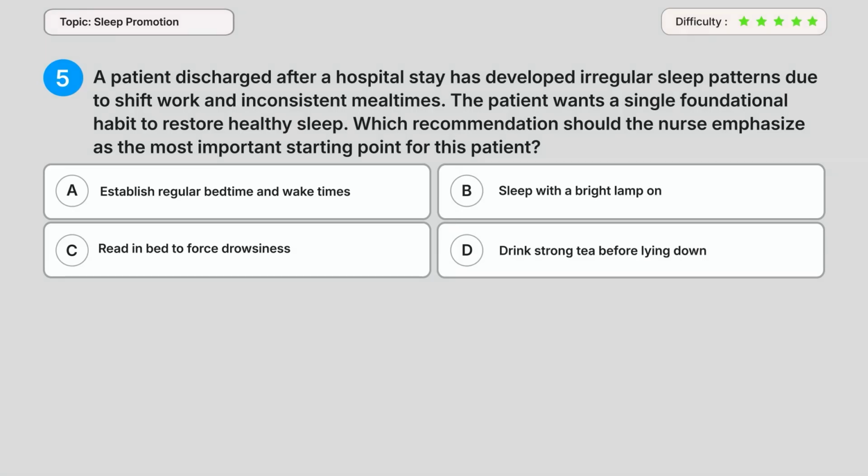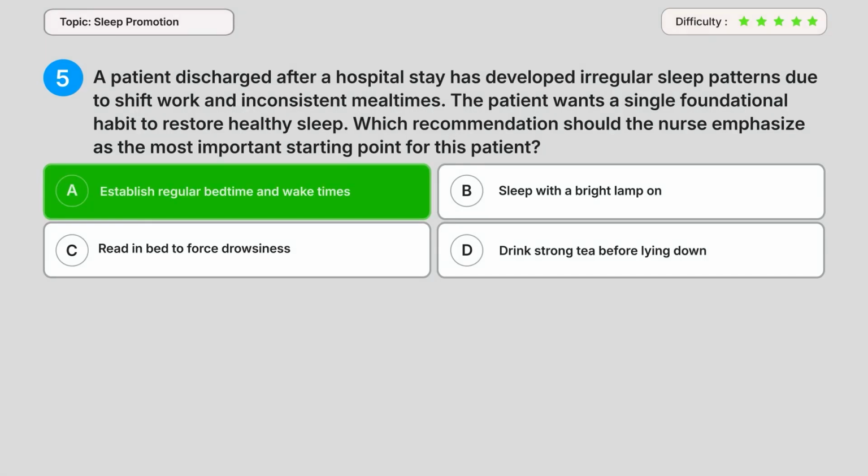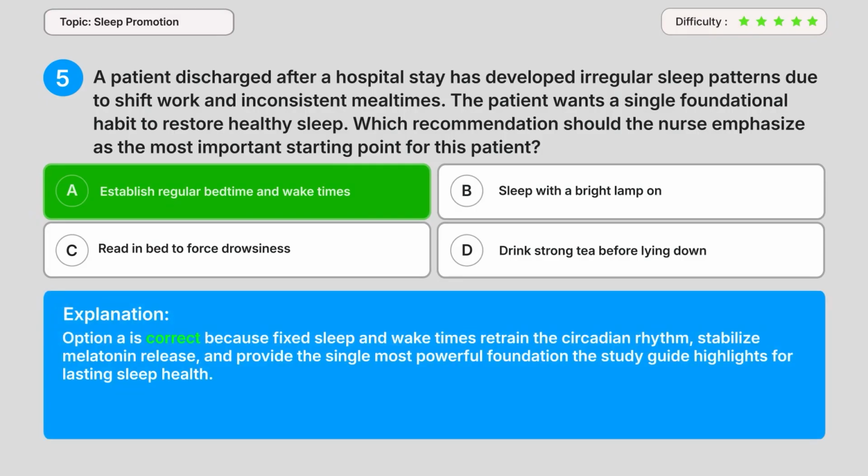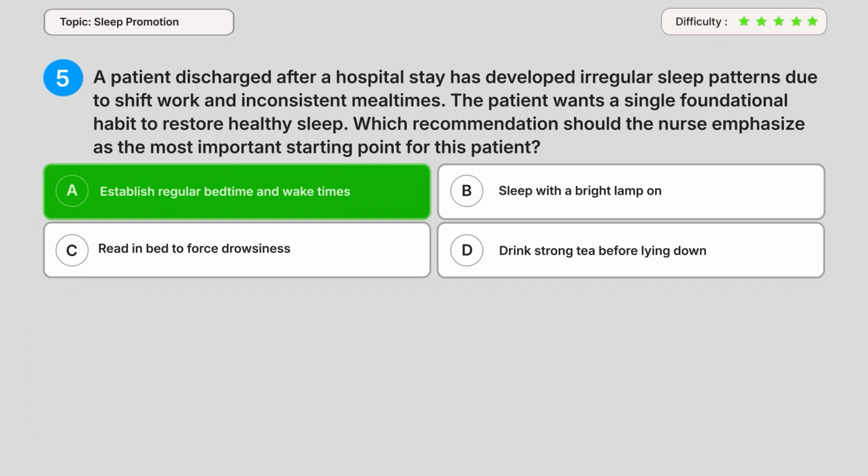Correct answer. A. Establish regular bedtime and wake times. Option A is correct, because fixed sleep and wake times retrain the circadian rhythm, stabilize melatonin release, and provide the single most powerful foundation the study guide highlights for lasting sleep health.